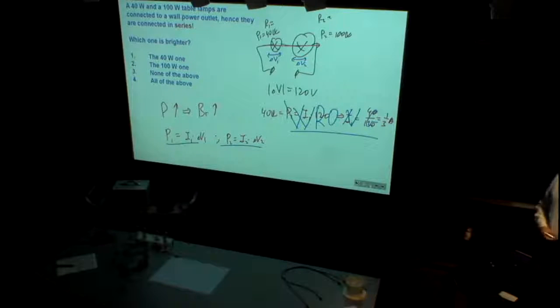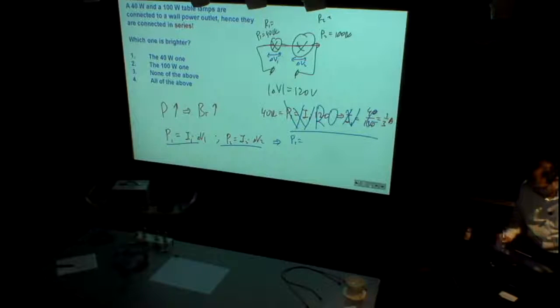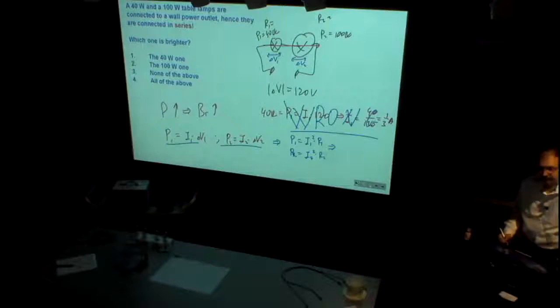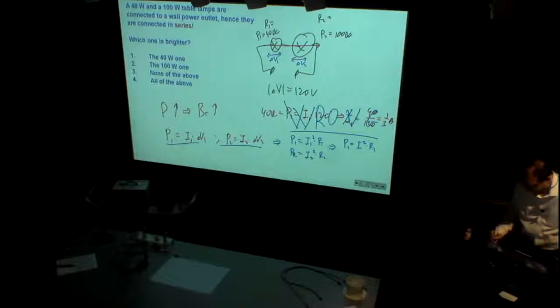Well, and we don't know the current. What does it mean? Well, it means we have to try a different equation. For example, since they have the same current, probably it's easier to have an equation with the current. So let's make a transition. P1 equals I1 squared times R1. P2 equals I2 squared times R2. And actually, hence, the current is the same. We don't even have to keep that subscript. Current is the same.